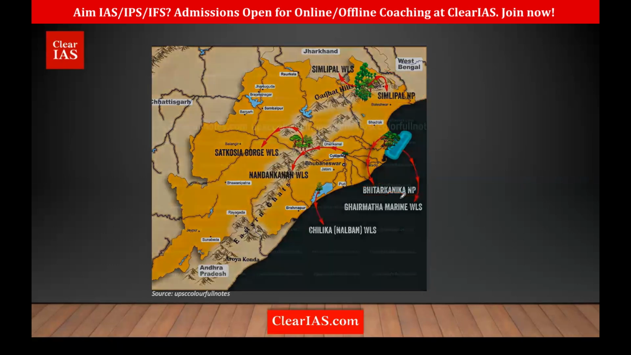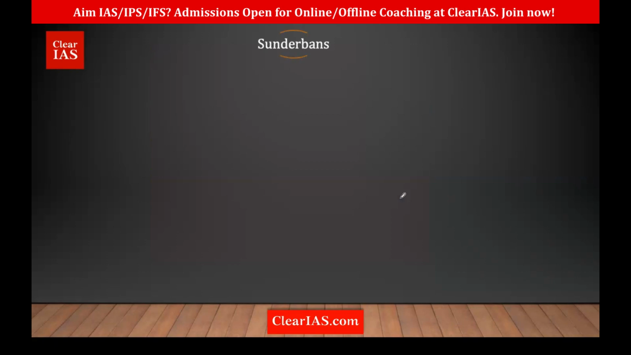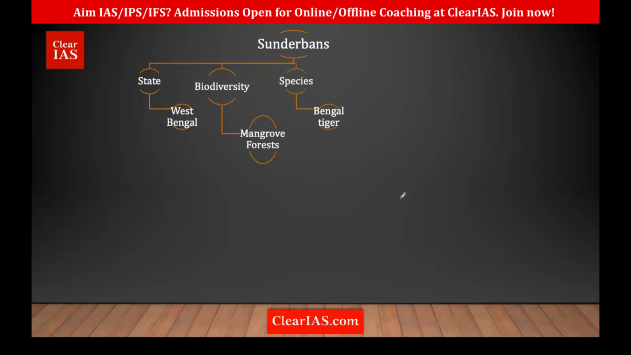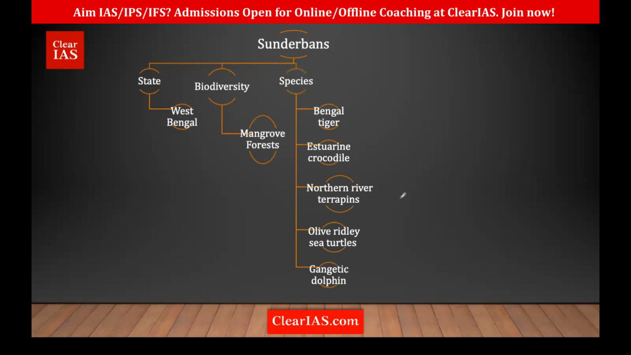Clear? If you're moving on, the next one, and this is one of the most important ones, is the Sundarbans. What is it famous for? Yes, it is famous for its mangrove vegetation, right? And it is on the deltas of the Ganges River. If you're talking about the state, Sundarbans is in West Bengal. The biodiversity is predominantly mangrove forest. So what species are found here? Yes, we have the Bengal tiger, the crocodile, northern river terrapins, and olive ridley turtle. Apart from that, there is also the Gangetic dolphin. These are the important species found in Sundarbans.